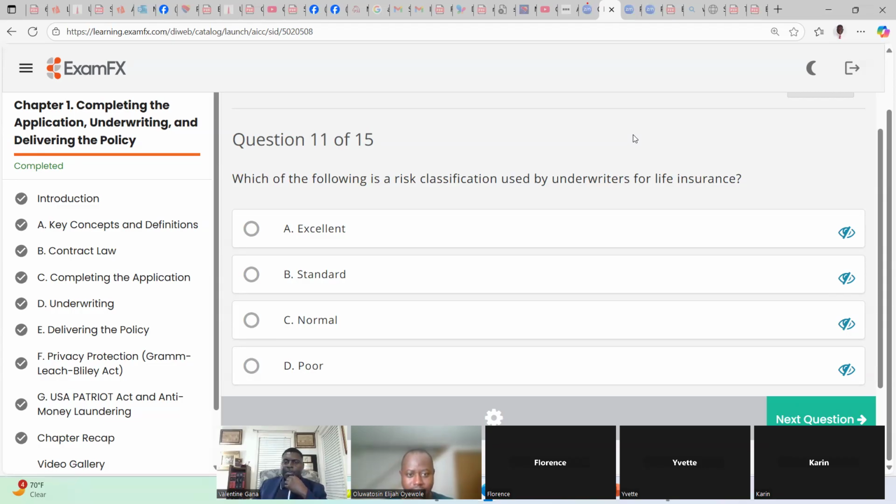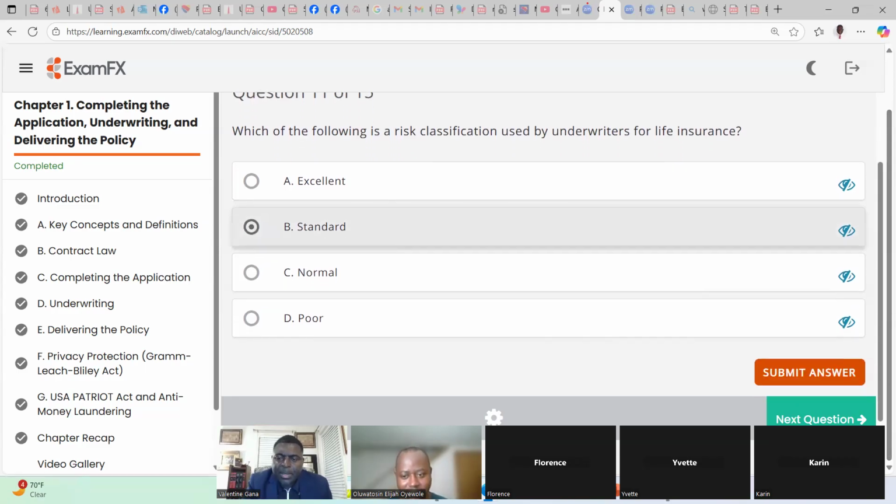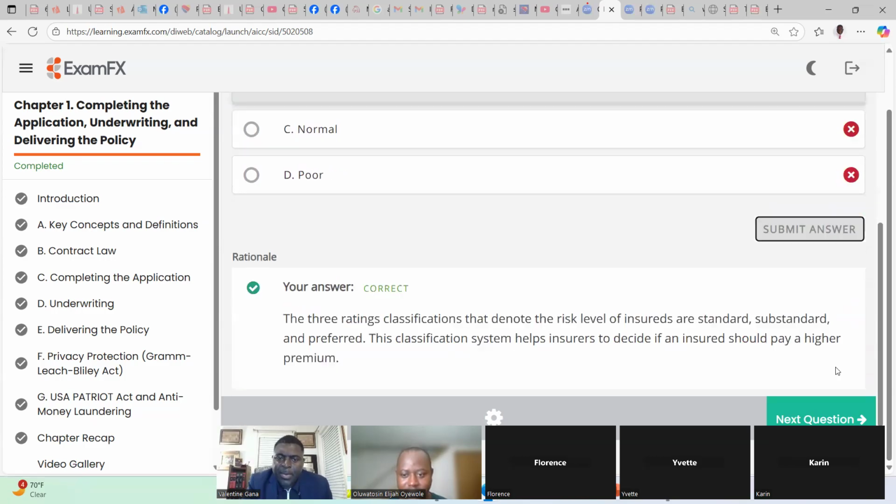Okay. Mr. Oluwatosin thinks it's B, standard. What is standard? That's preferred, standard, substandard. Standard, B, is the right answer. Substandard. Correct. You want to read the explanation?